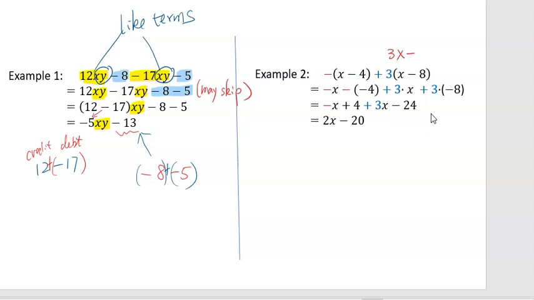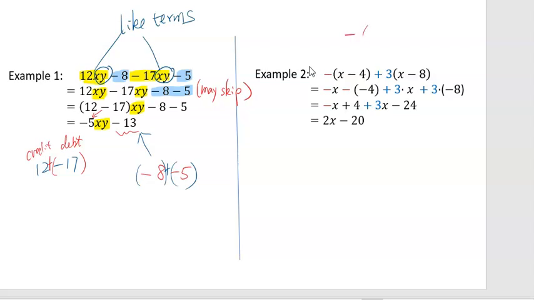So instead of triple negative 8, you're going to just write triple 8, because you already have the minus sign brought down. But both of them will give us the same answer. So now let's look at here. Notice what we talked about previously.